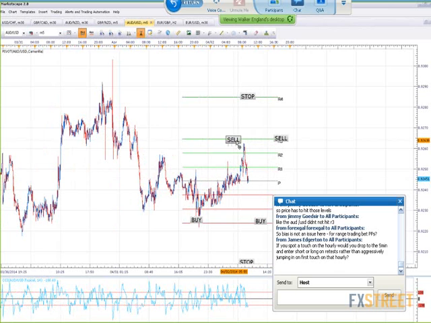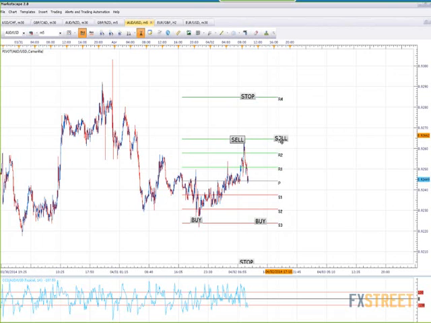Conversely, if I'm a pure range trader, I'm just looking at today's price action, and I will trade between these levels until they come to an end. Is one right? Is one wrong? The answer is absolutely no. It comes down to personal preference.